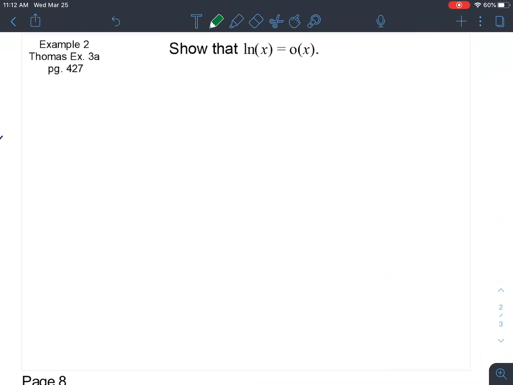Okay, so this time then what I am going to show you is that natural log of x is little o of x. So this is telling us then natural log of x is the slow function and x is going to be the fast function. So we're going to go ahead then and make our limit.